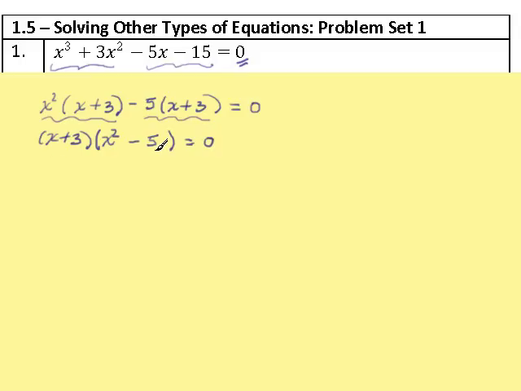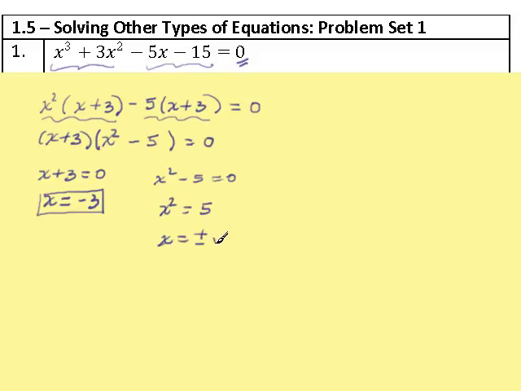All right, so now we can solve x plus 3 equals 0. We solve that by subtracting 3 from both sides, and we get x equals minus 3. So there we have one solution. And then if we solve x squared minus 5 equals 0, we can put 5 on the other side and take the plus or minus square root of both sides. So we end up with 3 solutions: minus 3, square root 5, and minus square root 5.